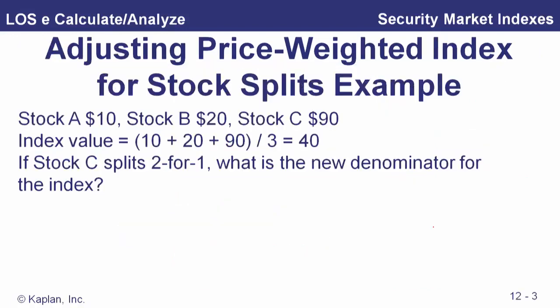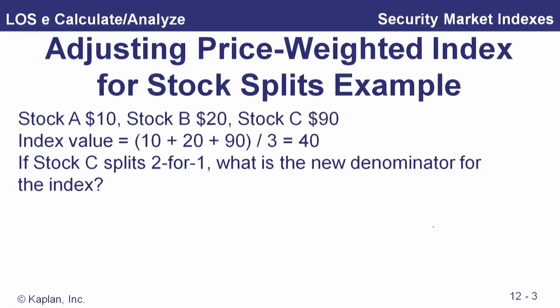Now let's take a look at stock splits again. We've got 3 stocks here in our price-weighted index. Okay. Index value equals 40. If C splits 2 for 1, what's the new denominator for the index? So can you think about that for a minute and how you might solve for that based on that example I just gave you?